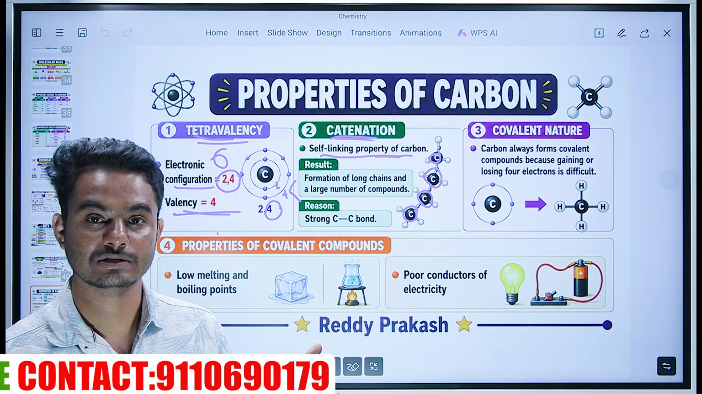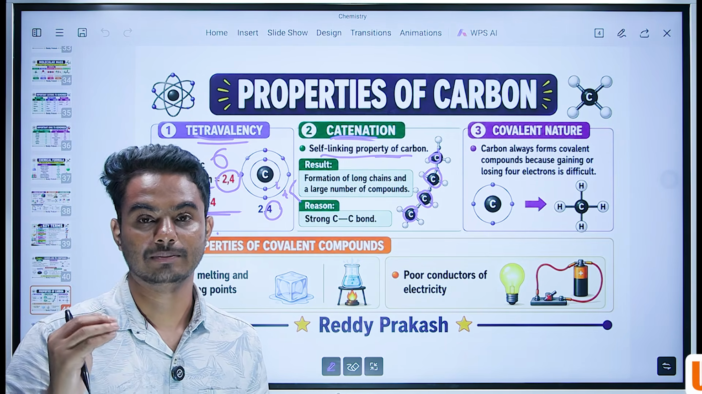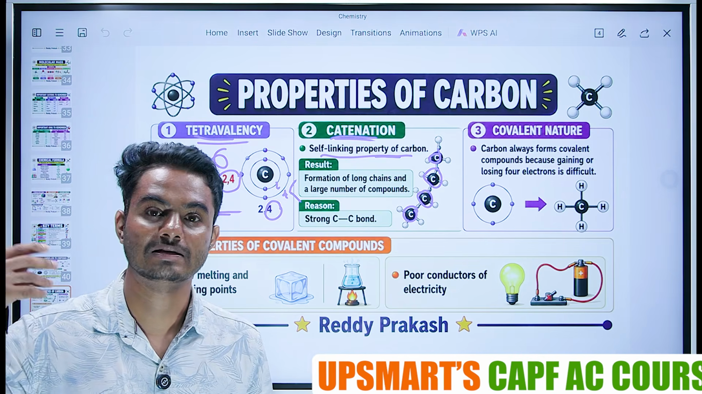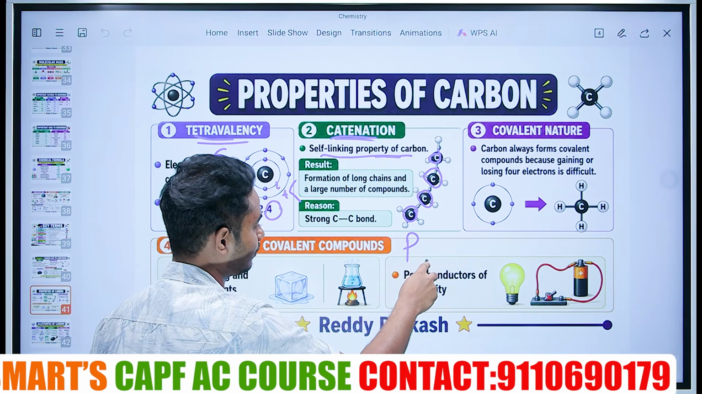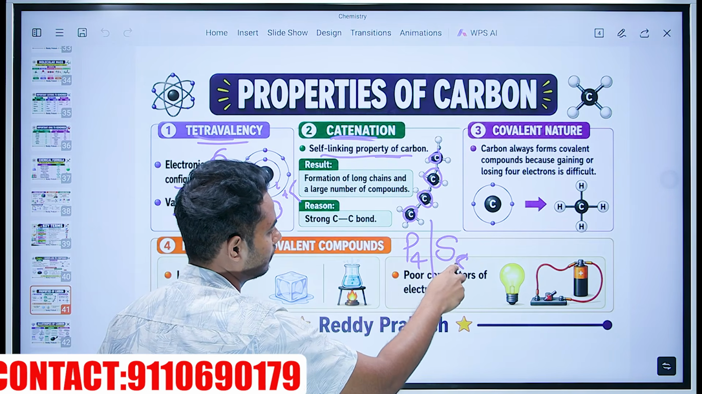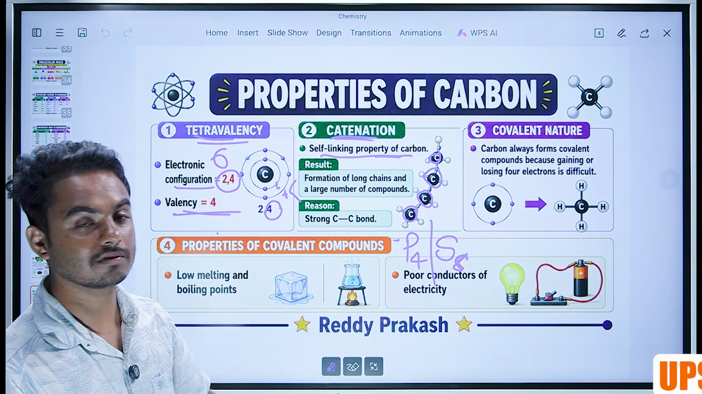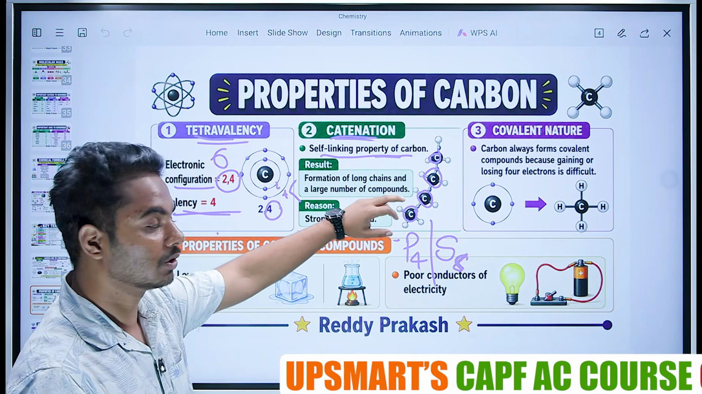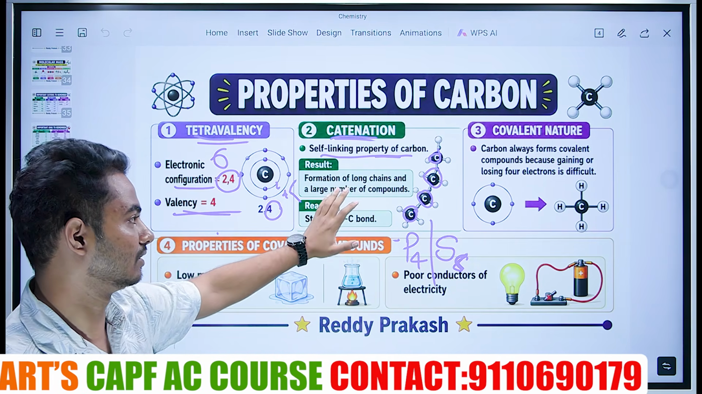In the previous class we studied P4 and S8. P4 means phosphorus can link with other 3 phosphorus. S8 means sulfur can link with other 7 sulfur. These are other examples, not very important. Sulfur can catenate with itself. Phosphorus can catenate with itself. And carbon also has this ability. It can link with itself. That is called catenation.